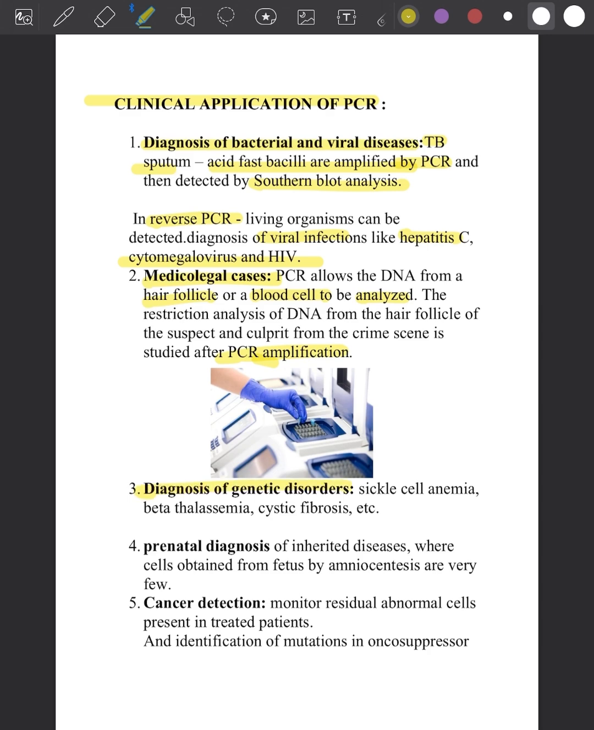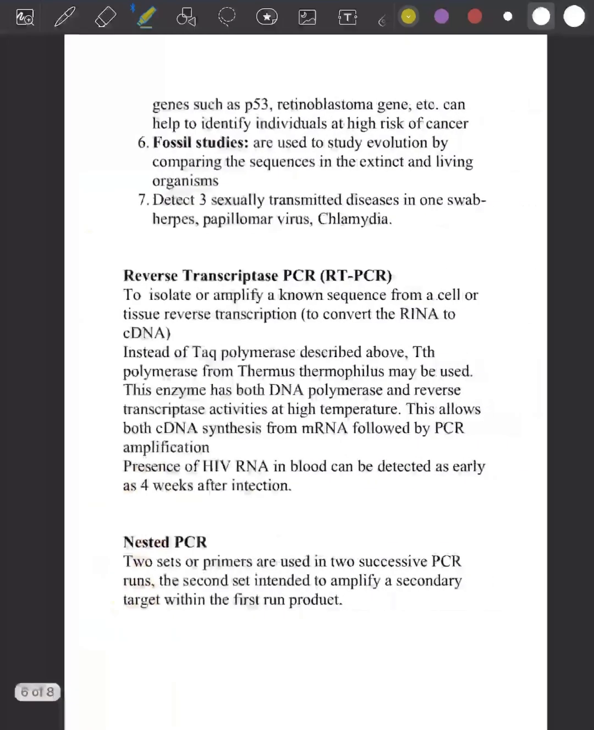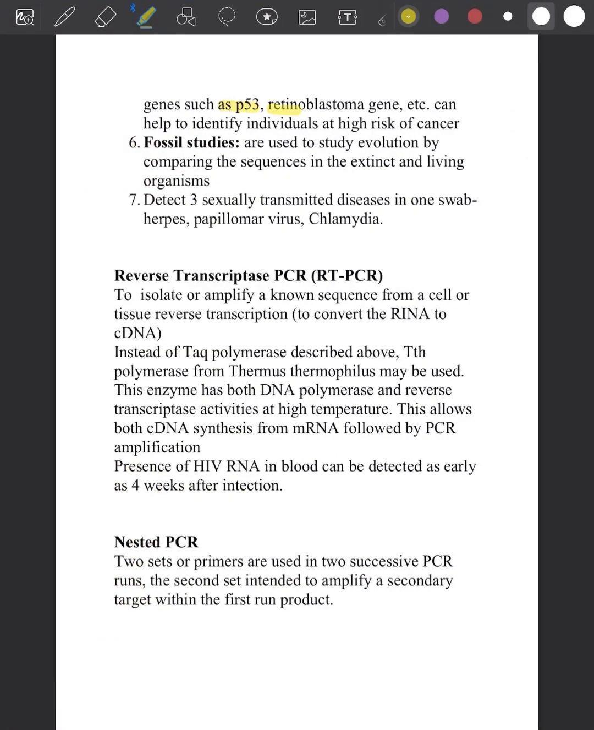Next is the diagnosis of genetic disorders, which include sickle cell anemia, beta thalassemia, cystic fibrosis and so on. Next is prenatal diagnosis of inherited diseases, in which the fetal cells are obtained by amniocentesis. Next is cancer detection, in which residual abnormal cells present in treated patients can be monitored, and mutations of oncosuppressor genes such as P53 and the retinoblastoma gene can be identified, which helps in identifying individuals who have more risk of cancer. Then fossil studies, used to study evolution by comparing the sequences of extinct and living organisms, and detection of sexually transmitted diseases.